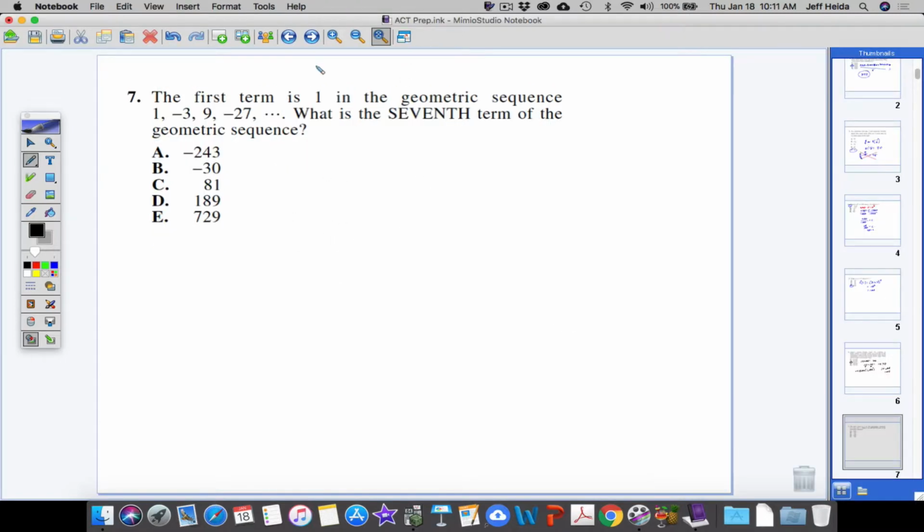Problem number 7. The first term is 1 in a geometric sequence, 1, negative 3, 9, negative 27, and so on. What is the seventh term of the geometric sequence? You probably haven't had geometric sequences yet. That is a pre-calculus thing. So let's just write the terms down that we have. 1, negative 3, 9, negative 27. It's asking for the seventh term. So let's just write up here, 1, 2, 3, 4, 5, 6, 7. So we need to have 3 more terms.